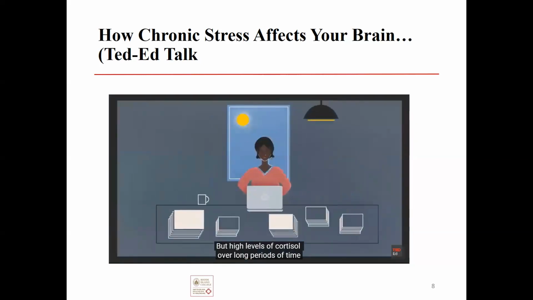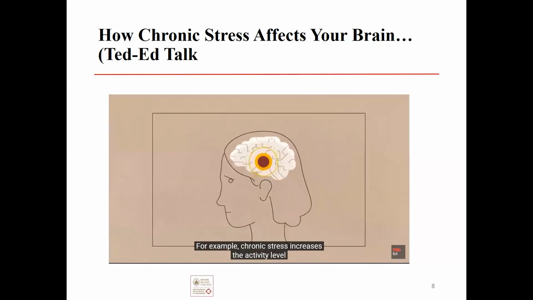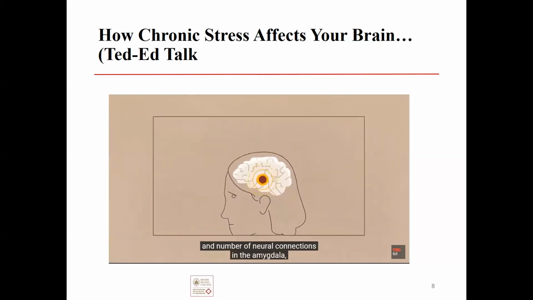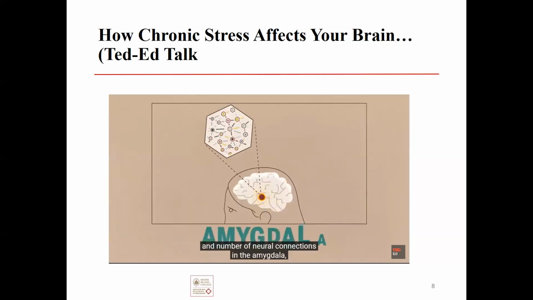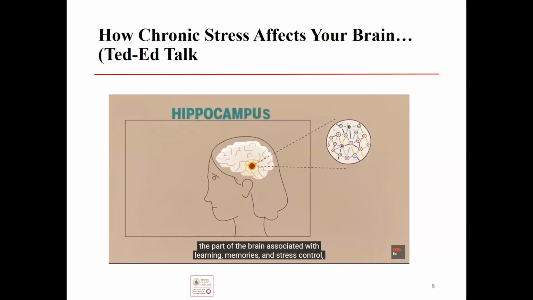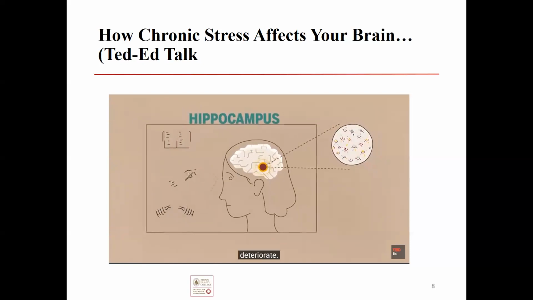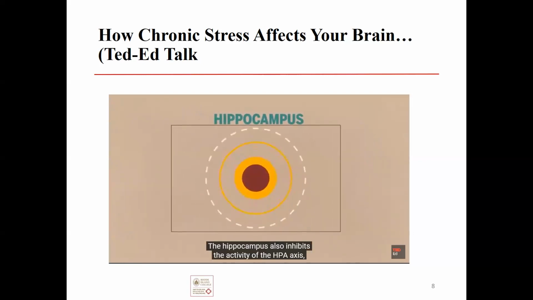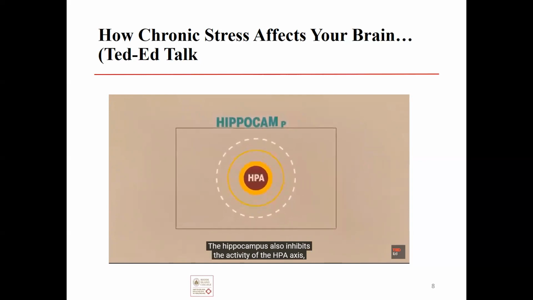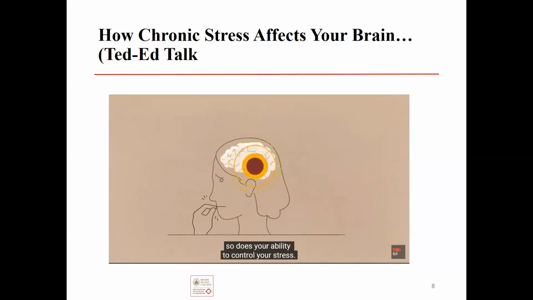But high levels of cortisol over long periods of time wreak havoc on your brain. For example, chronic stress increases the activity level and number of neural connections in the amygdala, your brain's fear center. And as levels of cortisol rise, electric signals in your hippocampus, the part of the brain associated with learning, memories, and stress control, deteriorate. The hippocampus also inhibits the activity of the HPA axis, so when it weakens, so does your ability to control your stress.